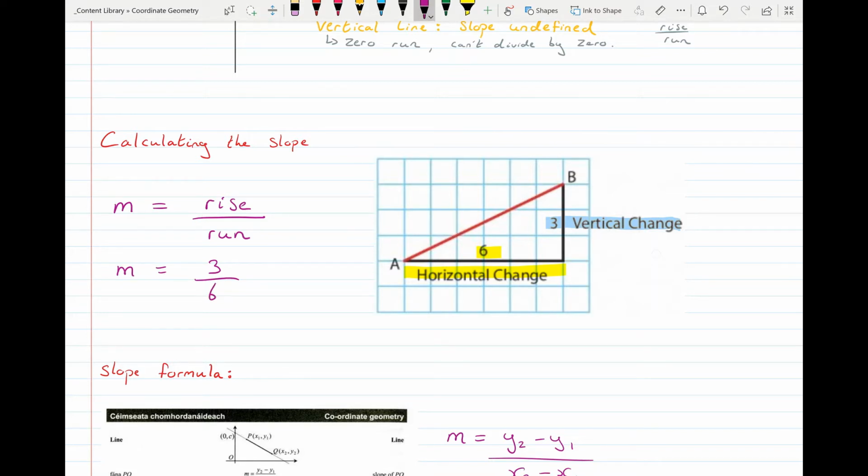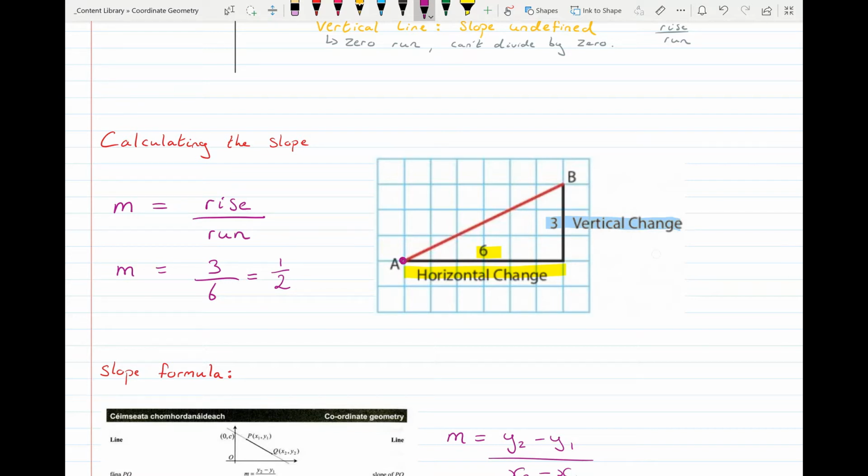So the slope is equal to 3 over 6 and you want to simplify that down to 1 over 2. So for every 1 box the line goes up, it moves out 2 boxes. So it has a slope of a half. When we're looking for the vertical and horizontal change, the rise and the run, you want to try and make it into a triangle and you want to look for corners of boxes.